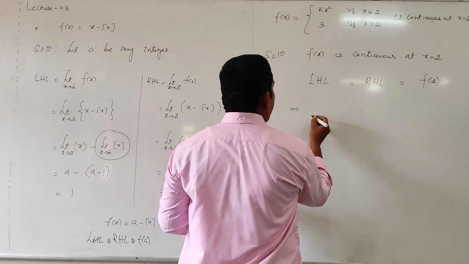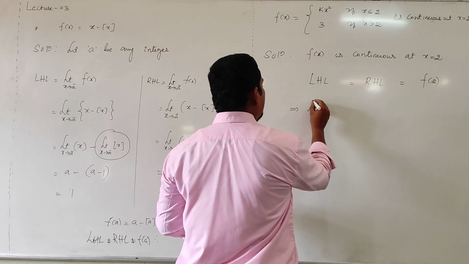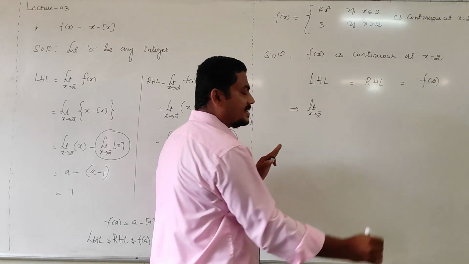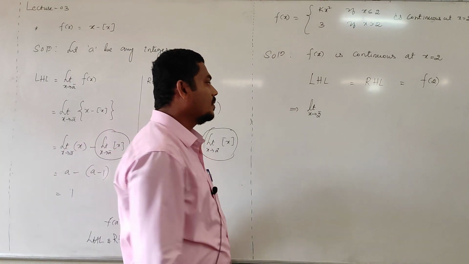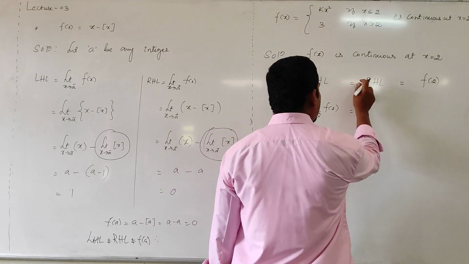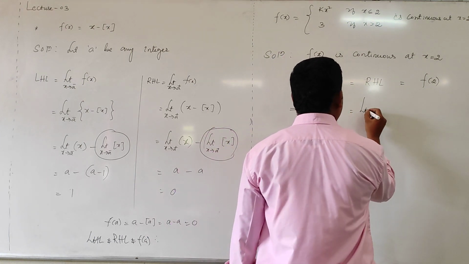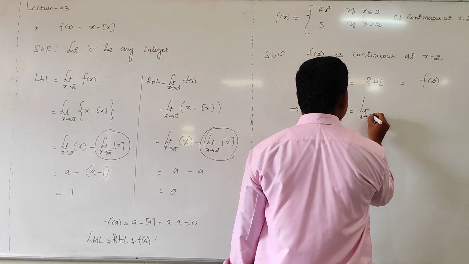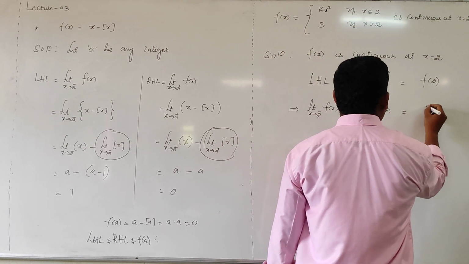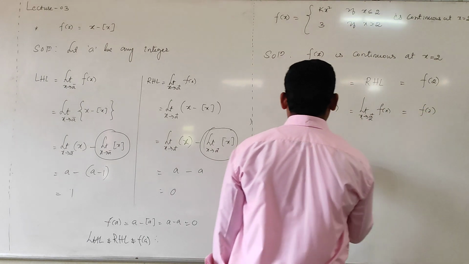Then at 2, what is the left hand limit notation? Limit x extending to 2 minus is the left hand limit notation at 2. First write in general function f of x, equal sign remains as it is. Right hand limit notation at 2 is limit x extending to 2 plus f of x, that's equal to f of 2.